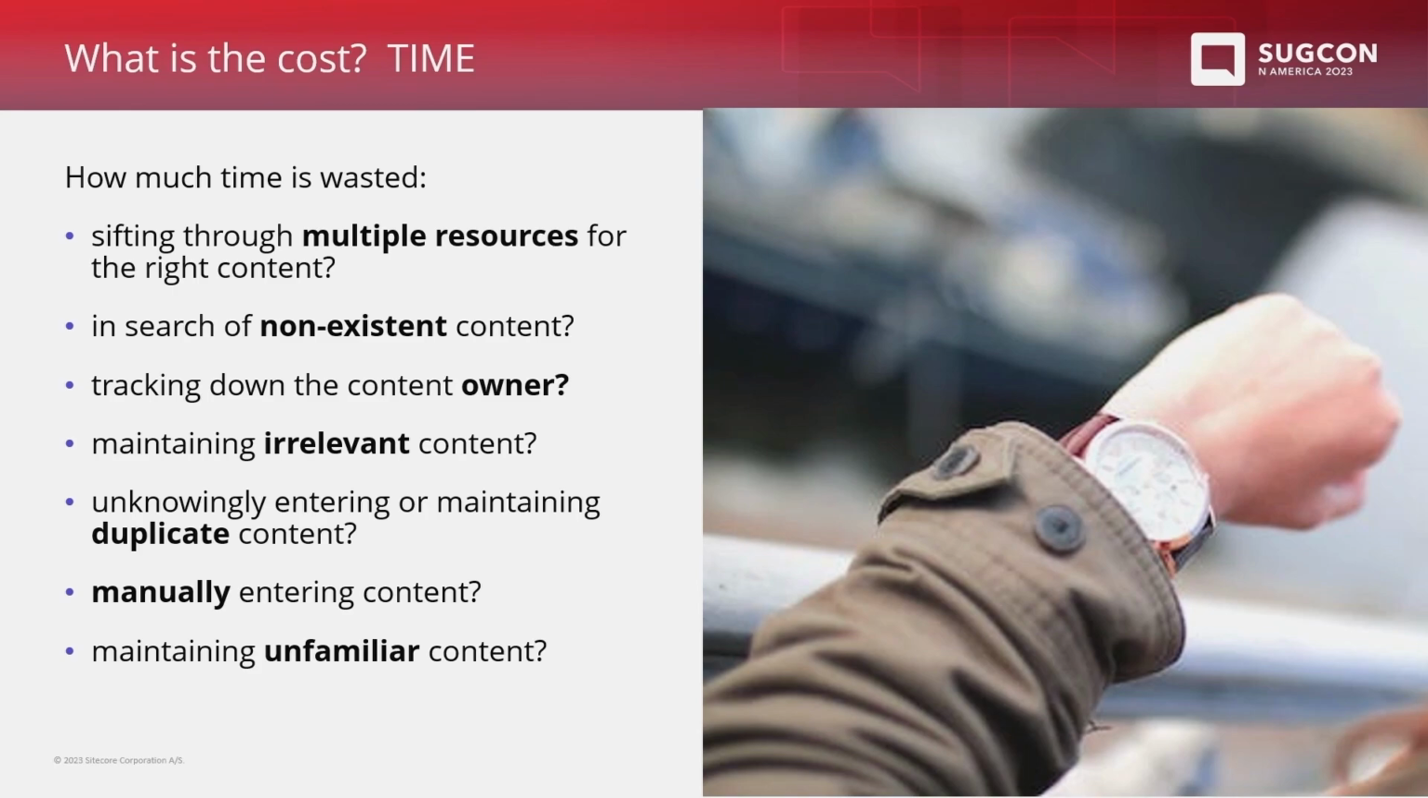Unknowingly entering or maintaining duplicate content. That one's fun too, especially when you're paying for licensing. Manually entering content. Oh boy, don't get me started. I'm a developer by nature, and we are lazy. So that's why we develop automation, because we don't want to do it manually. Maintaining unfamiliar content. Again, you need subject matter experts.